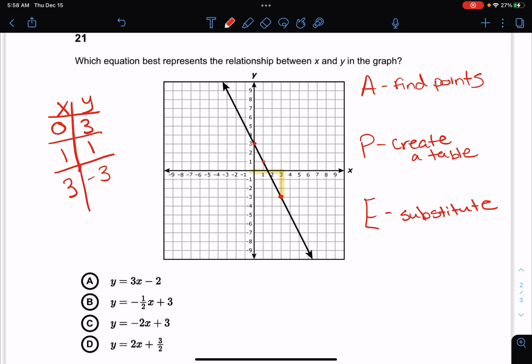So now we're going to pick an x value and a y value to see which equation is correct. I'm going to pick 1 and 1. I just feel like that's easier. So I'm going to plug it in. My y is 1, and my x is also 1.